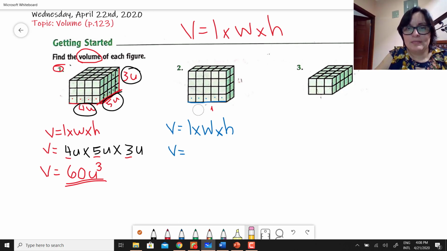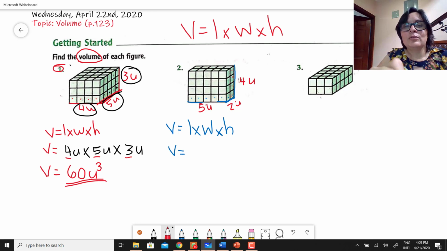Okay, sorry, let me erase that. 5 units. Now, how many do we have from here to here? Width, the width. We have 1 and 2. So let's write 2 units. And now, how many do we have from here to here? The height. We have 1, 2, 3, 4. So we write 4 units.